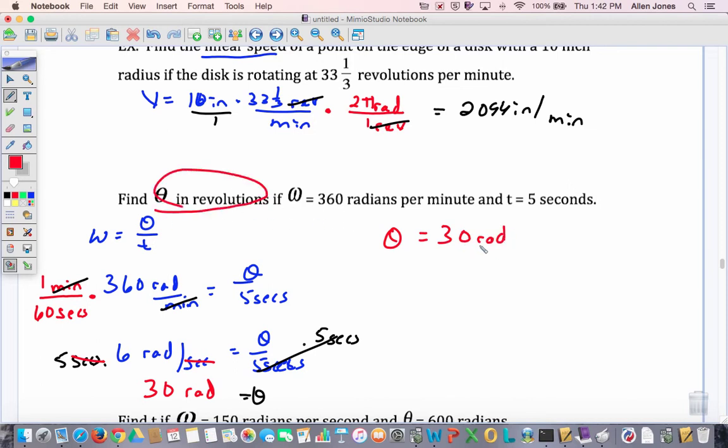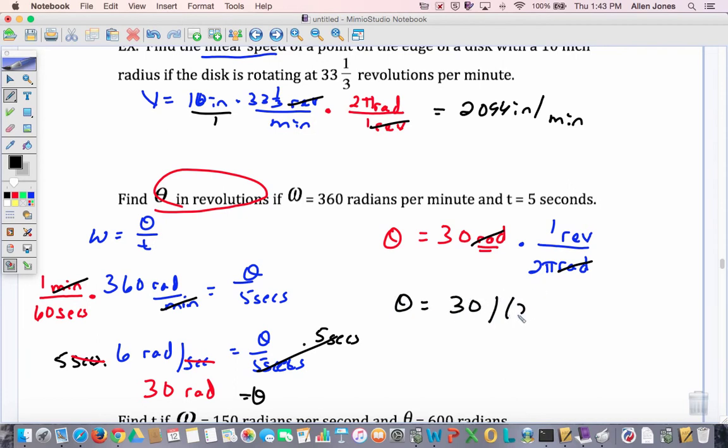Our problem said to find theta in revolutions. Well, revolutions is not the same thing as radians, so we're going to do another unit multiplier to change this radians to revolutions. I want to cancel the radians. I want to change it to revolutions. 1 revolution equals 2 pi radians. All the way around the circle is 2 pi radians. So you can see here the label of radians has now canceled.